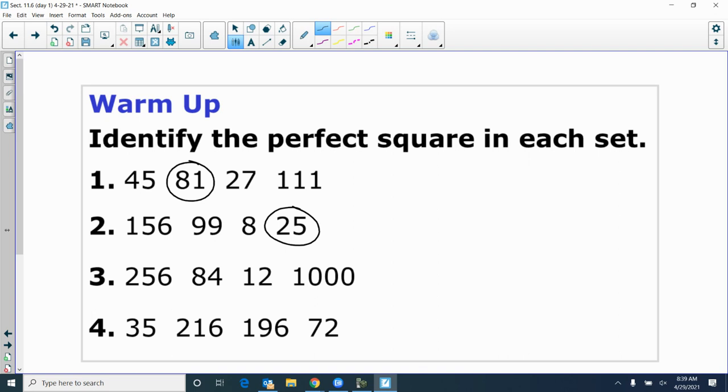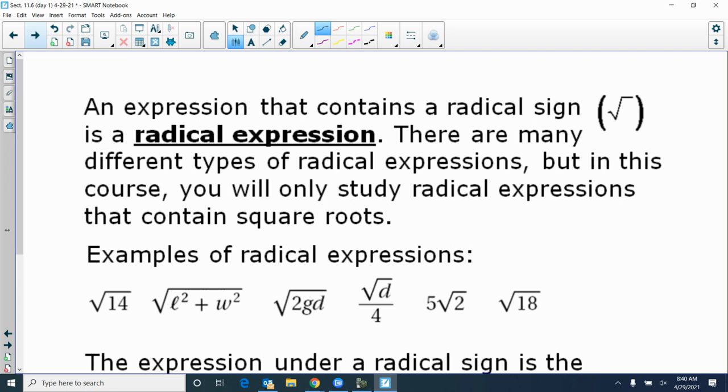What about down here, number 3? Grant? 256. Why do you think 256? 16 squared. Very good, 16 times 16. Zane, last one? 196. What's that? 14 squared. That's 14 times 14. All right. So we're going to talk about square roots, and we're also going to introduce some more vocabulary.